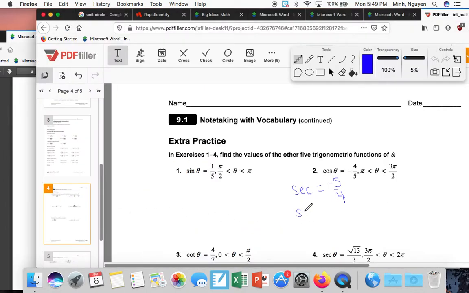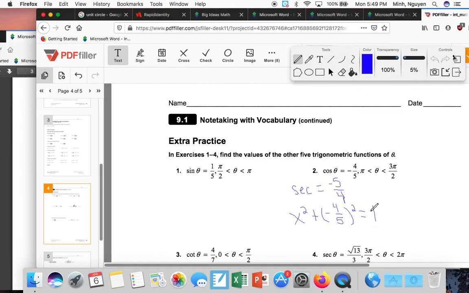And then we can go ahead and use this identity to find sine. So sine squared, or you know what? I'm going to do what I did last time, and I'm just going to call it x. So I have x squared plus cosine squared, negative 4/5 squared equals 1. That'll be 16 over 25.